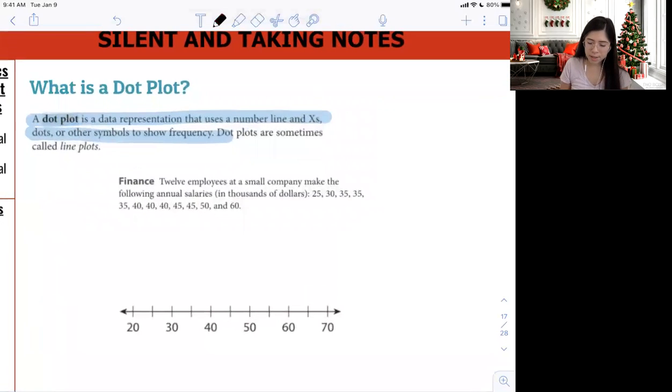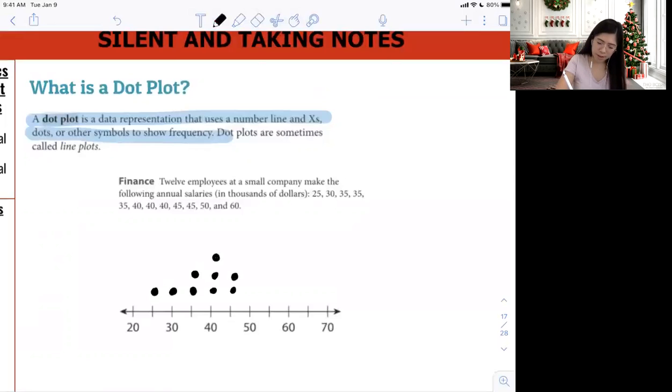12 employees at a small company make the following annual salaries, and then we've got a list. All you're going to do is make a dot for each of those numbers. So I start with 25. I put a dot on the 25. Then I have 30. Then I have 35 two times, so I stack them up. Then I have 3 40s, 2 45s.